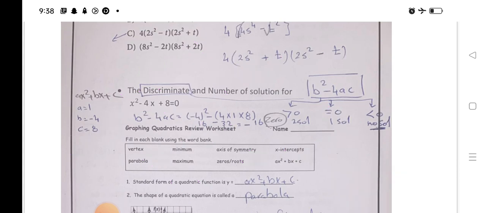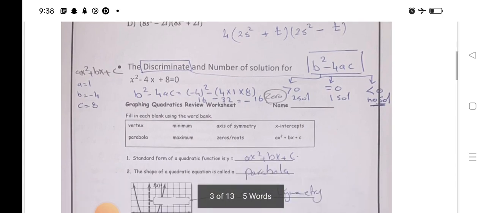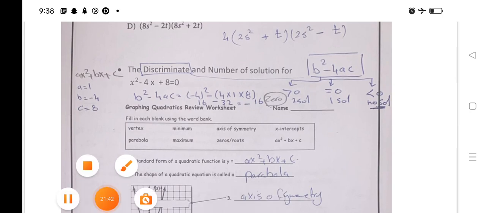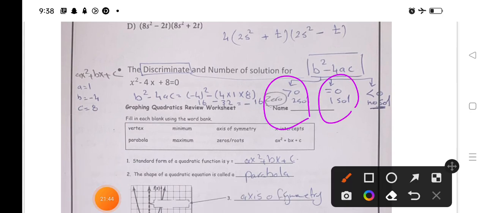What shall I do? Remember well: if the answer is greater than 0, I have 2 real solutions. If it's equal to 0, I have 1 real solution. If it's less than 0, negative, I have no real solution. He asks me about the number of solutions.